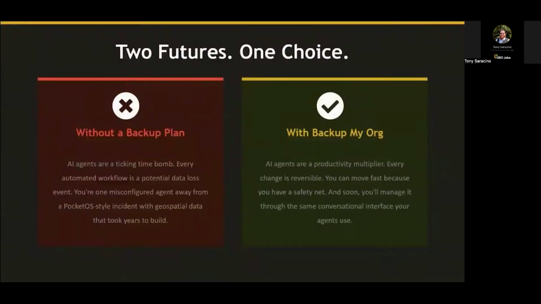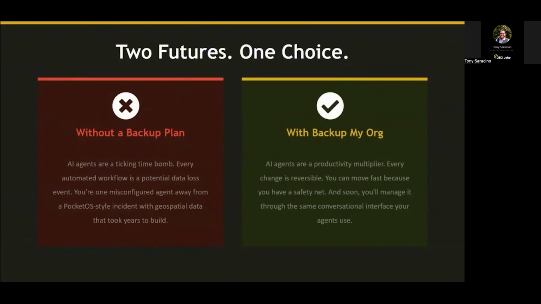So here's where we land. Two futures. On the left, without a backup plan, AI agents are a ticking time bomb in your ArcGIS environment. Every automated workflow is a potential data loss event. You're one misconfigured agent away from a Pocket OS style incident, except with geospatial data that took your team years to build. On the right, with backup.my.org, AI agents become a productivity multiplier.